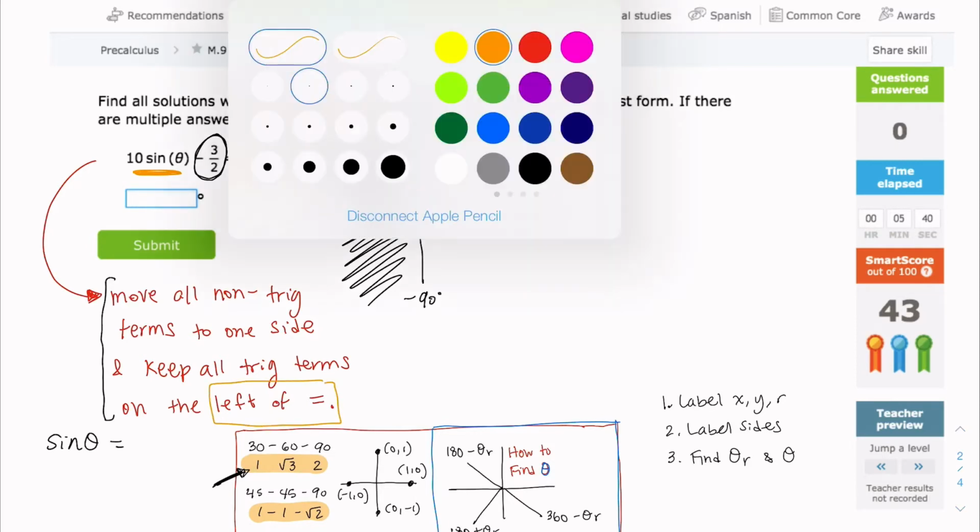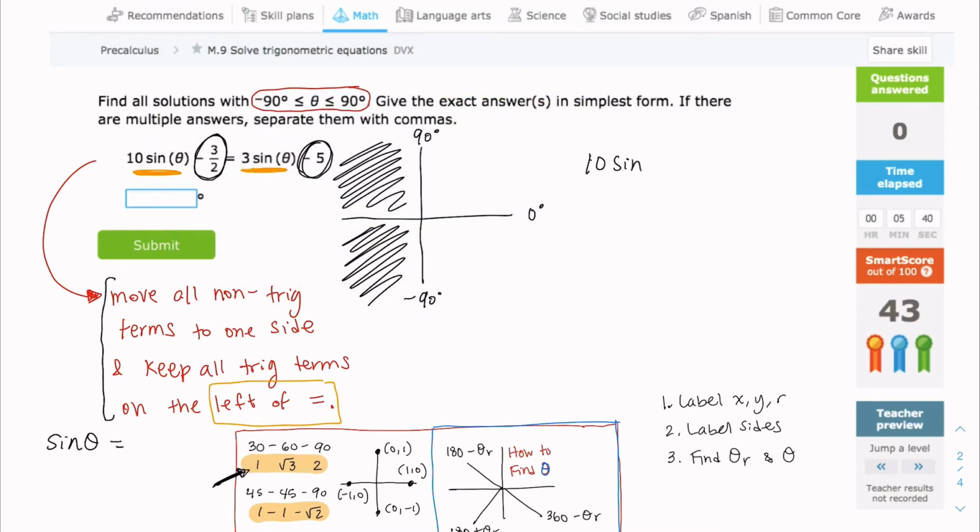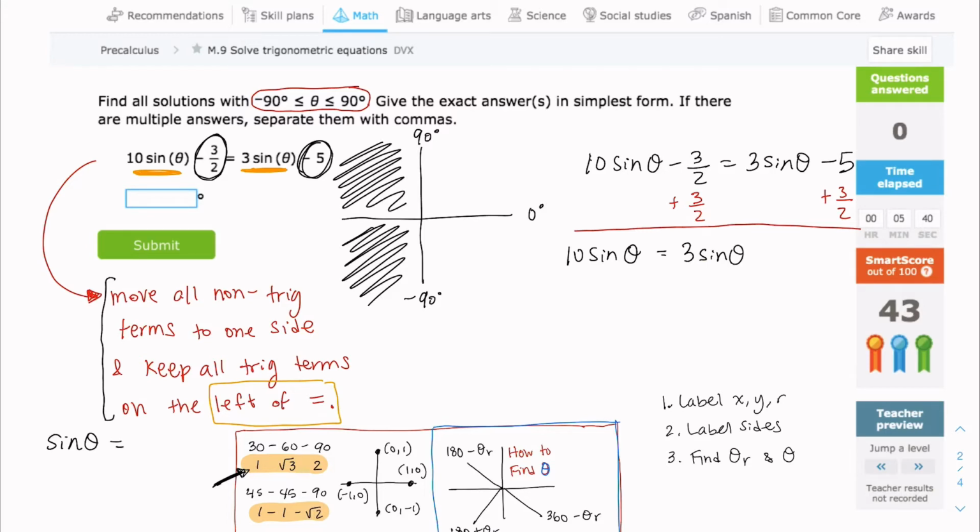So let's move our terms. Okay, so I want to bring my non-trig terms to the right, so I'll add 3 halves to both sides. I'm left with 10 sine theta equals 3 sine theta, and then that's minus 5 plus 3 halves. So I'm going to do that off to the side. I'll get a common denominator. That's negative 10 halves plus 3 halves, which is negative 7 halves.